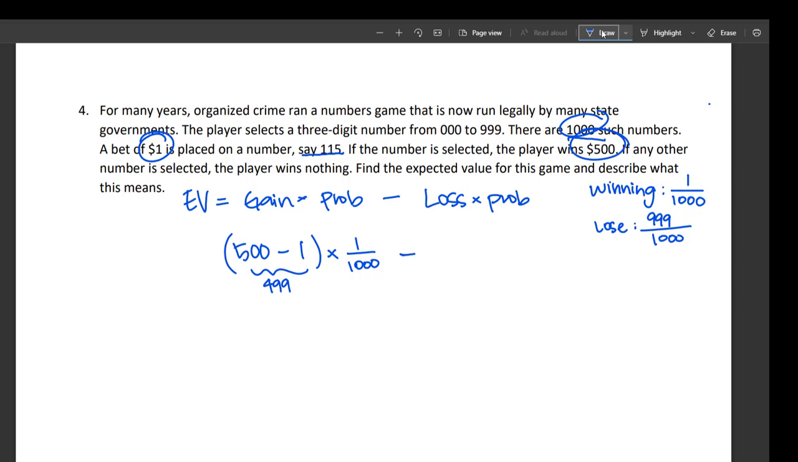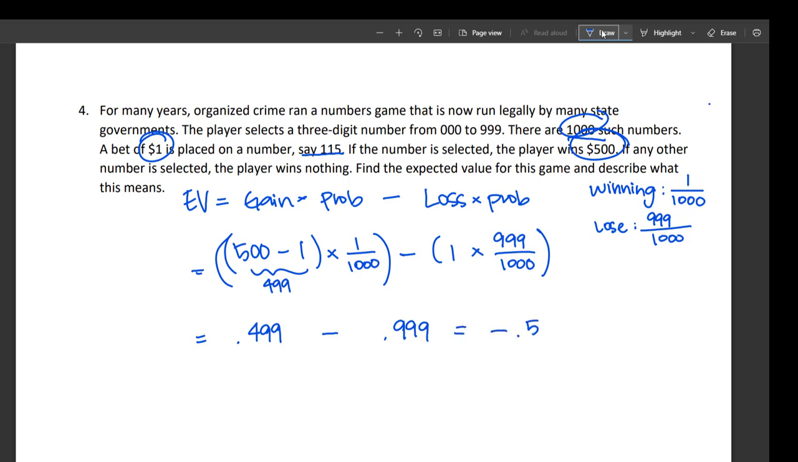And then our loss, we lose $1 every time that we play and we don't win. And our probability of not winning is 999 out of 1,000. So whenever we multiply these together, we get 0.499 minus 999 gives us negative 0.5. So that means it's negative 50 cents. So we have a negative 50-cent loss every time that we play this game.